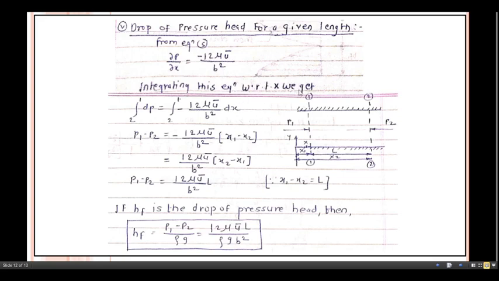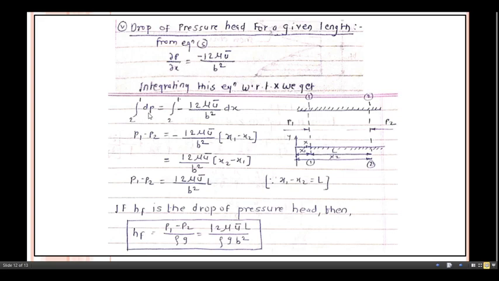Now we integrate this equation with respect to x. For that, we consider this portion: section number 1 corresponds to this point, and section number 2 corresponds to point number 2. The length of that portion we consider as L. With respect to this point, this distance is x1, and the entire distance is x2. Now let us give the limits from 2 to 1. This is the limit we are given. Now we have to integrate so that we can get the pressure drop value.